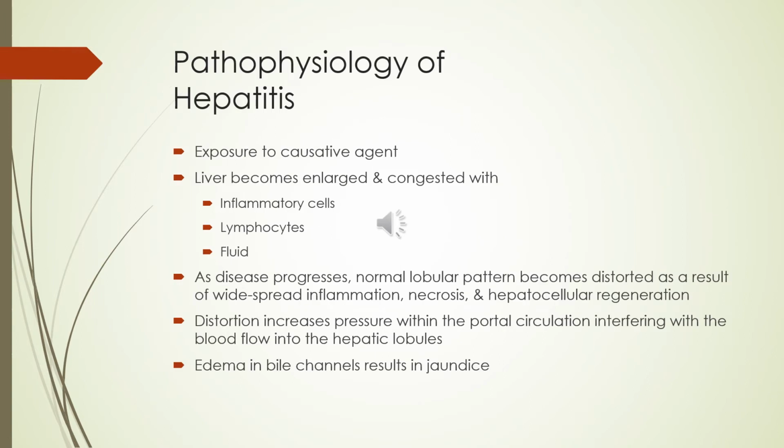Pathophysiology of hepatitis is the exposure to the causative agent. The liver then becomes enlarged and congested with inflammatory cells, lymphocytes, and fluid. And as the disease progresses, the normal lobular pattern becomes distorted as a result of the widespread inflammation, necrosis, and hepatocellular regeneration. Then we see distortions increase the pressure within the portal circulation, interfering with the blood flow to the hepatic lobes, and then we'll have edema in the bile channels, which will result in jaundice.